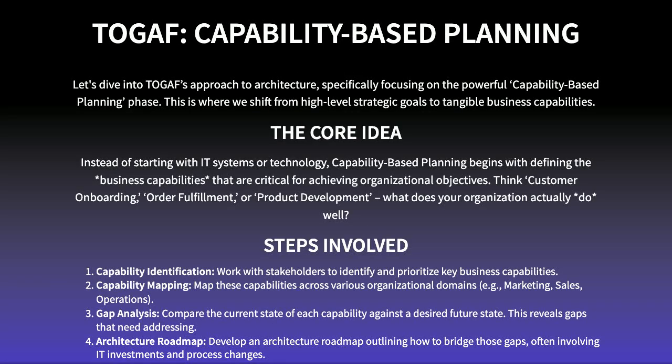Okay, let's talk about TOGAF's capability-based planning. This is a really important step in the process. Instead of starting with technology and working down to business needs, we flip it around. We begin by identifying the core capabilities your organization actually delivers. These are the things you do well, like onboarding new customers or processing orders. We map these capabilities across different parts of the company, then figure out where there's a gap between how you are doing things now and how you want to be doing them in the future. This helps us create an architecture roadmap that directly supports those strategic business goals.